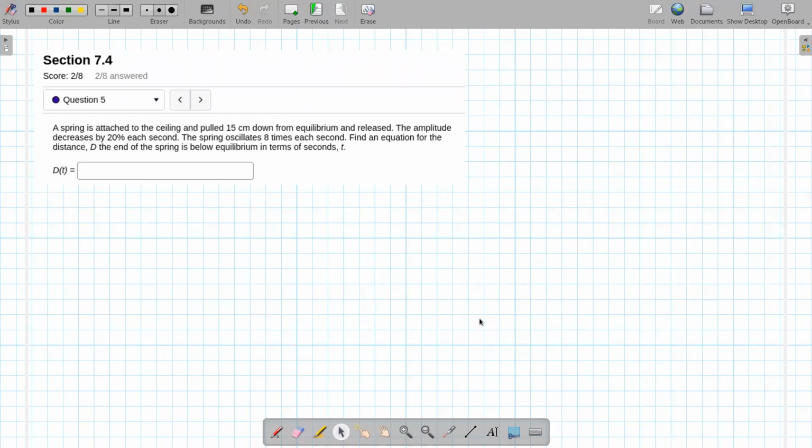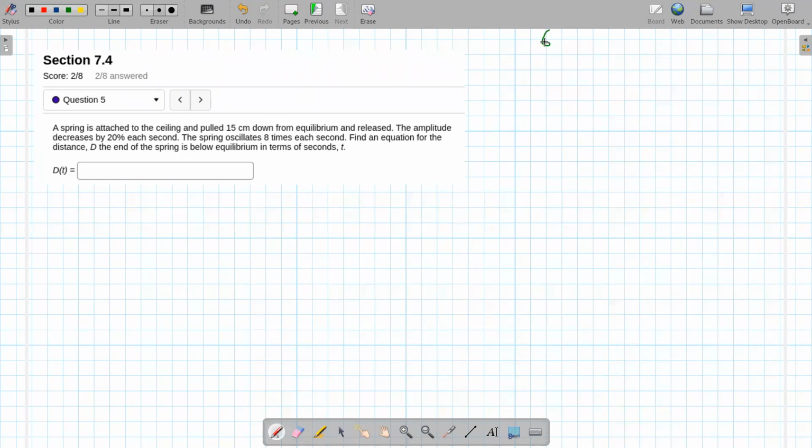So we have a spring attached to a ceiling, pulled down 15 centimeters from equilibrium, and then released. The amplitude decreases by 20% each second. The spring oscillates 8 times each second. Find an equation for the distance D, the end of the spring, is below equilibrium in terms of seconds t.